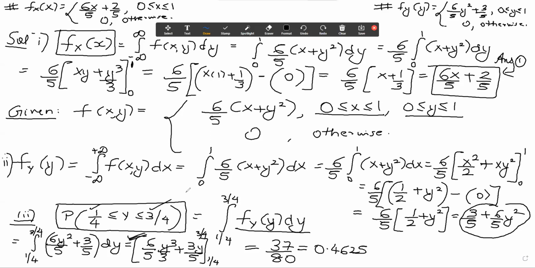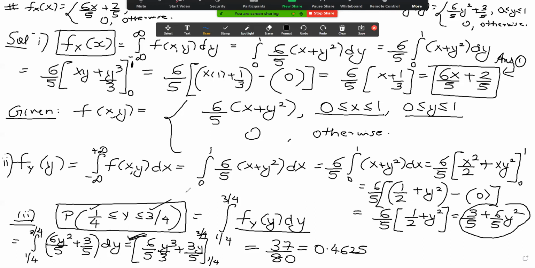So I hope all students are clear with this. Let's do another practice question. So I'm erasing this off. So another practice question, very important.